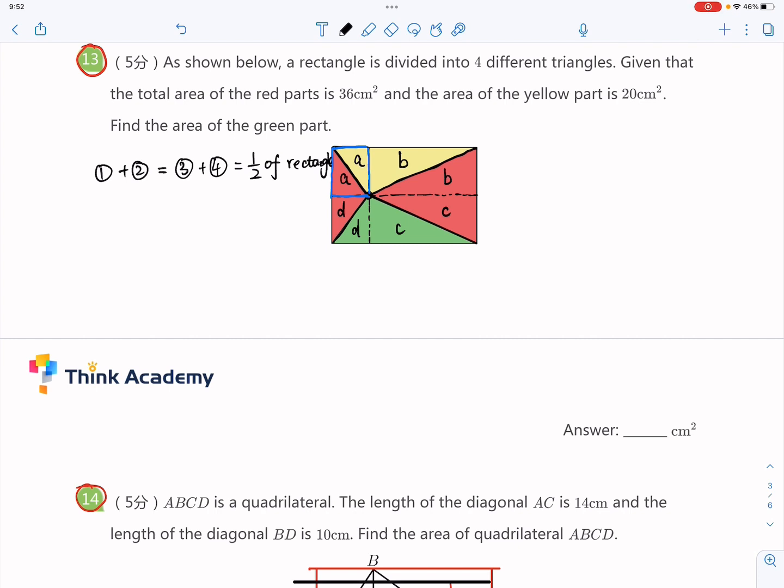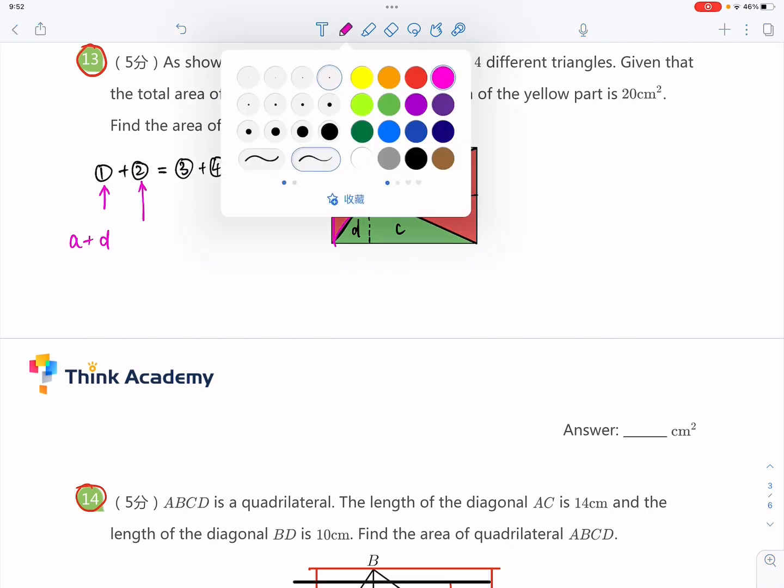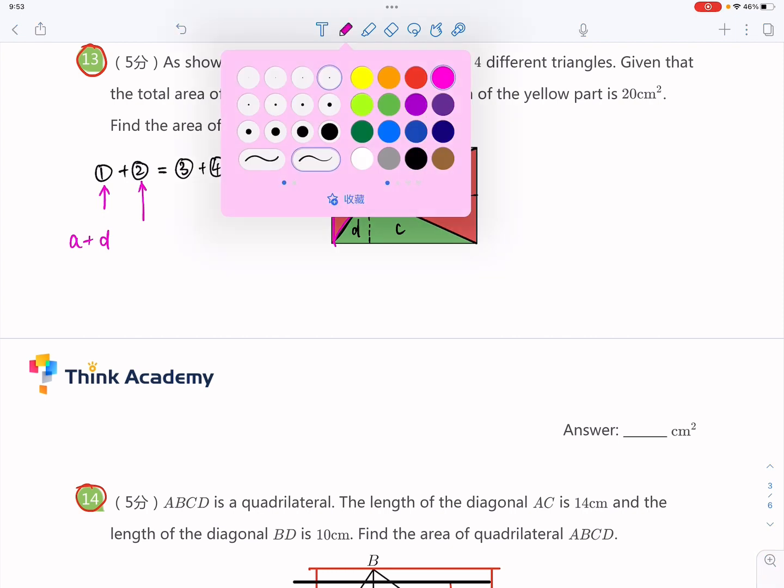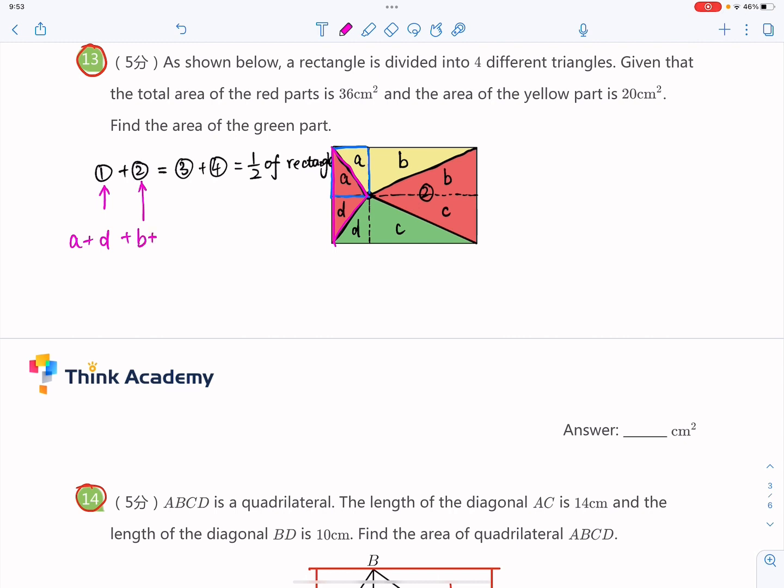And if you remember that for part 1, this is this pink triangle, right? And the area of that equals A plus D. And also for the second part, that is this red part, right? So that is B plus C. So let's add B and add C to it. So part 1 plus part 2 will be A plus B plus C plus D.